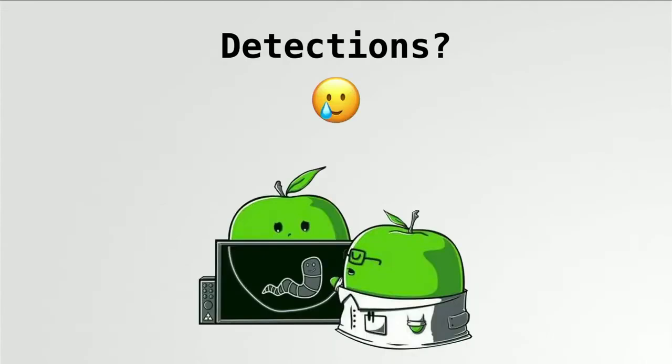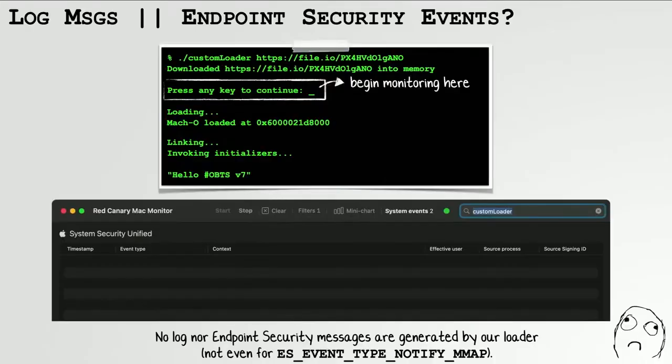Okay, what about detections? It's important to talk about. So first off, I wanted to see if there are A, any unified log messages, or B, any endpoint security events, for example mmaps, because we want to be able to detect that in-memory code execution is occurring. And so I added a little press-key-to-continue into my proof of concept so that when you start the loader, those events are just normal. We don't care about those.